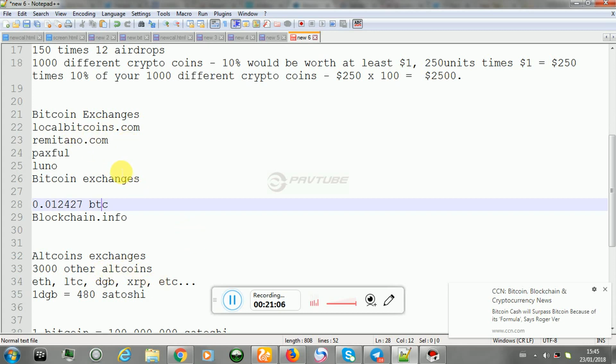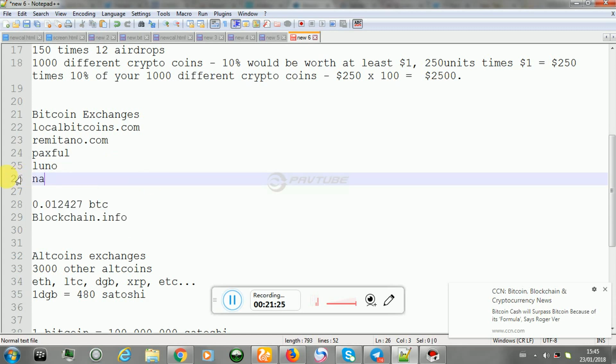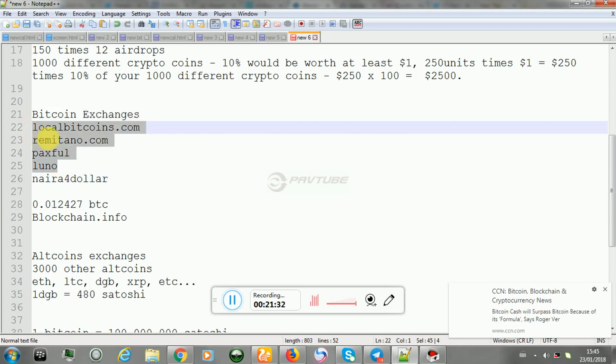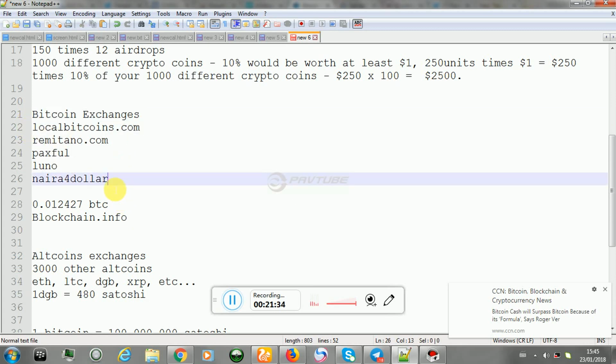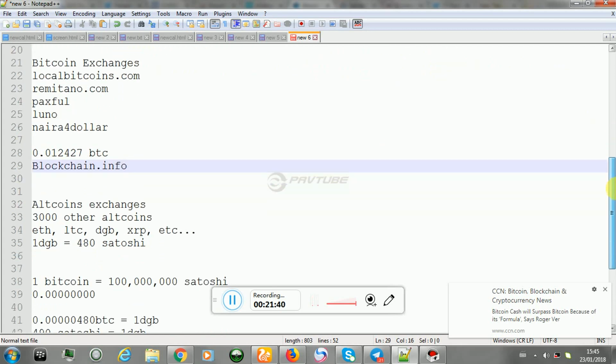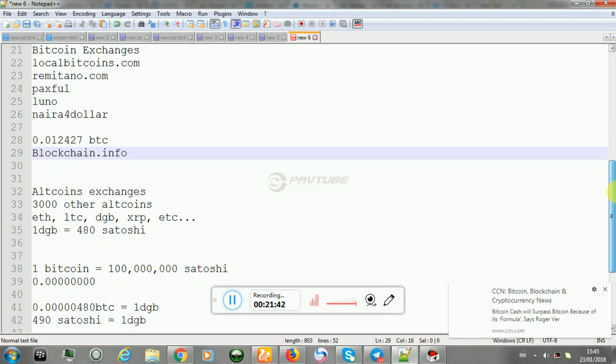Before I move to altcoins, let's look at other examples of where you can buy your Bitcoins. You can buy your Bitcoins from remitano.com. You can buy from Passbook, you can buy from Luno, you can buy from Bitcoin exchanges. You can also buy from Naira for dollar. There are so many of them, and I can only encourage you to take any of these top four. They are very, very okay. So when you buy them, you do anything you want to do with it, but be careful. Make sure a wise decision is in your head before you start.